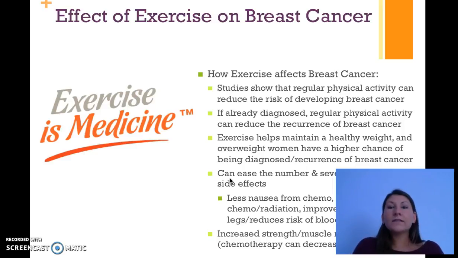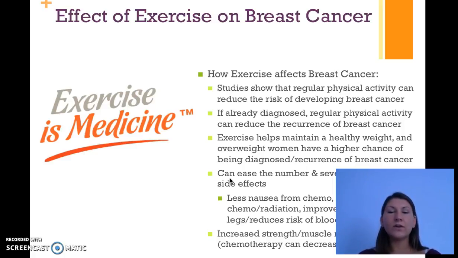So exercise does have several effects on breast cancer. Studies show that regular physical activity can reduce the risk of developing breast cancer. And if you've already been diagnosed with breast cancer, regular physical activity can reduce the recurrence of breast cancer. Exercise helps maintain a healthy weight, and it is found that more women who are obese tend to be diagnosed with breast cancer, and it can also ease the number and severity of treatment side effects.